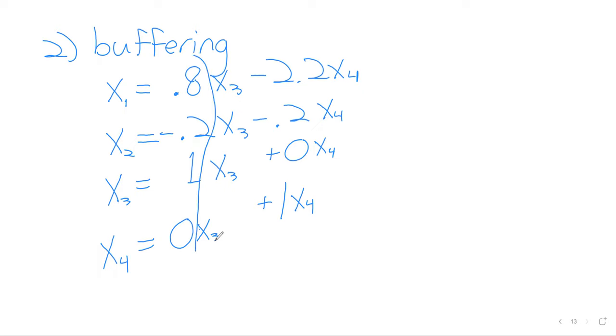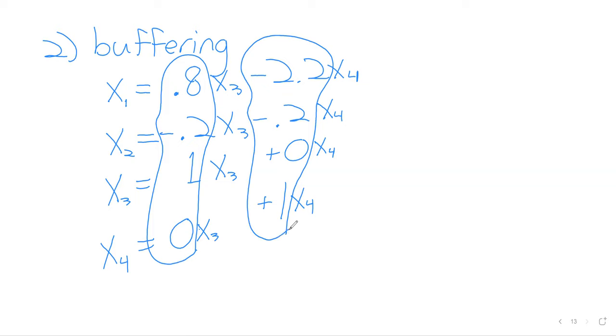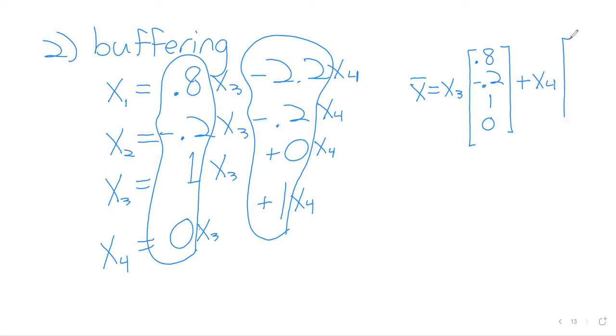These coefficients in front of the x3s are going to turn into a vector. These coefficients in front of x4 are going to turn into a vector. And I'm going to get that x equals x3 times this vector, 0.8, negative 0.2, 1, 0, plus x4 times this vector.